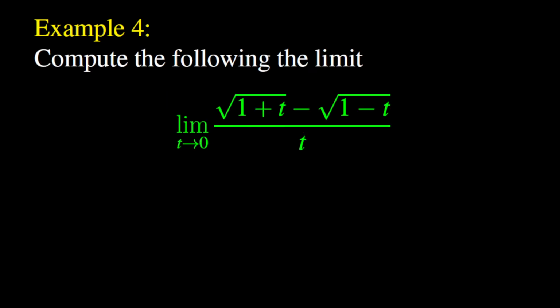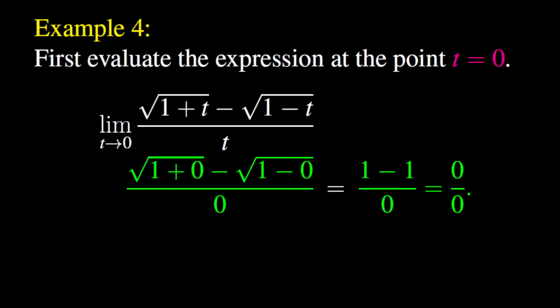Now let's solve the fourth example. In this example, we have to compute the limit as t goes to 0 of the irrational function, the square root of 1 plus t, minus the square root of 1 minus t, over t. This is a very interesting example because on the numerator we have the difference of two radical terms. Once again we will try to evaluate the expression at the point t equal to 0. We replace t with 0 and obtain, the square root of 1 plus 0, minus the square root of 1 minus 0, over 0, which is equal to 1 minus 1 over 0. Thus we have 0 over 0, this is undefined.